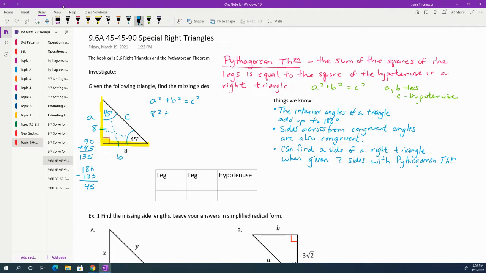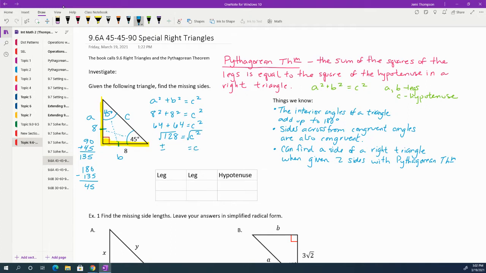So 8 squared plus 8 squared is equal to C squared. 8 squared means 8 times 8, which is 64. 64 plus 64 is 128. And when I have 128 is equal to C squared, I want to get C by itself by taking the square root of both sides. When I take the square root of both sides, I get plus or minus some number.